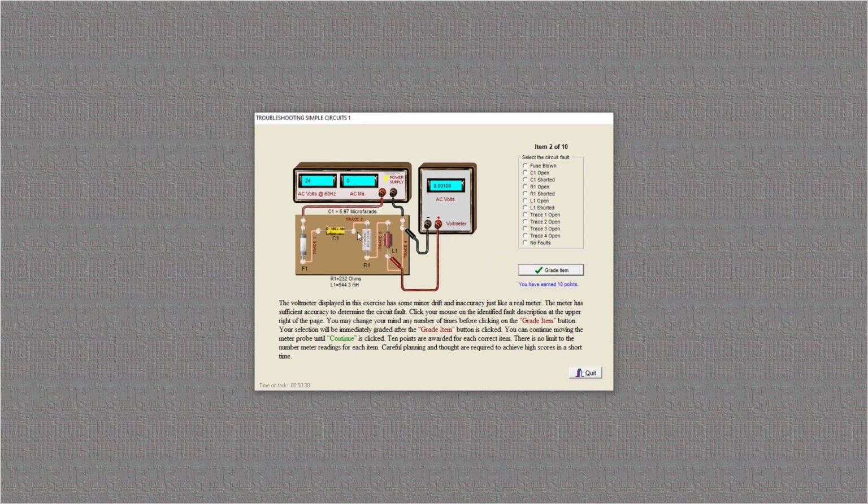Good. Divide and conquer. 24. 24. That means we have an open. No current and voltage. Well, let's keep chasing it out. 24. Ground. 24. Well, let's see here. That means our inductor's open again. Alright, no current, full voltage. We have an open somewhere.